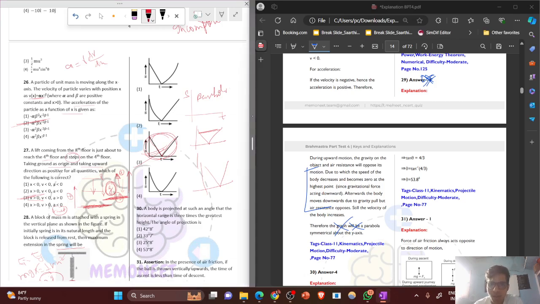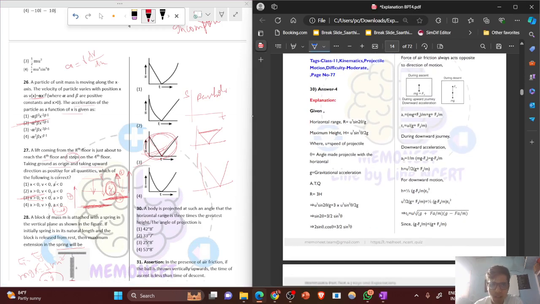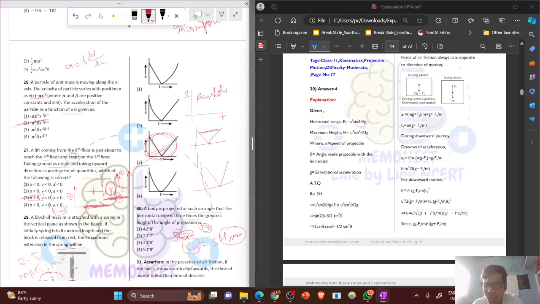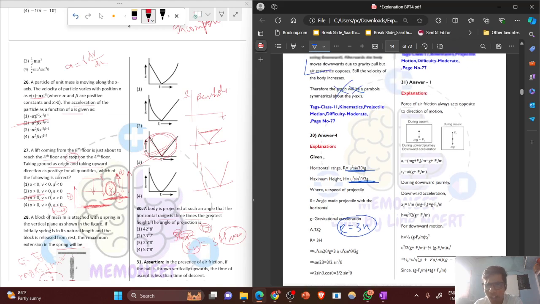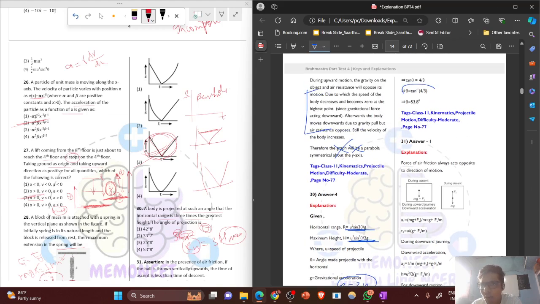Now moving ahead to the next question. A body is projected at such an angle that the horizontal range is three times the greatest height. Horizontal range is three times the greatest height h max. Just equate these two things. Make the angle theta. Range you know the formula, u square sine 2 theta by g. Horizontal distance R is equal to 3h. Put this value and get the value of angle theta. Simply tan theta will come out to 4 by 3.